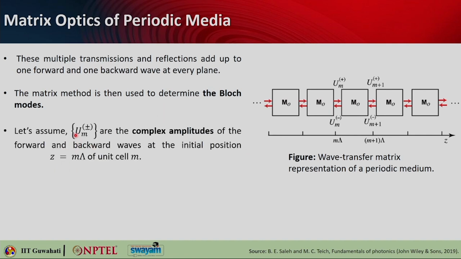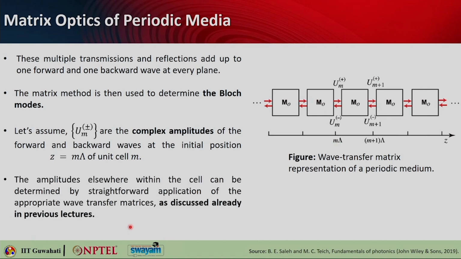So, let us assume u plus and minus as the complex amplitudes. Plus corresponds to the forward and minus corresponds to the backward wave at any initial position z equals m lambda. So, what is m? m is the number of the unit cell. The amplitudes elsewhere within the cell can be determined by a straightforward application of the appropriate wave transfer matrices as discussed in the previous lecture.